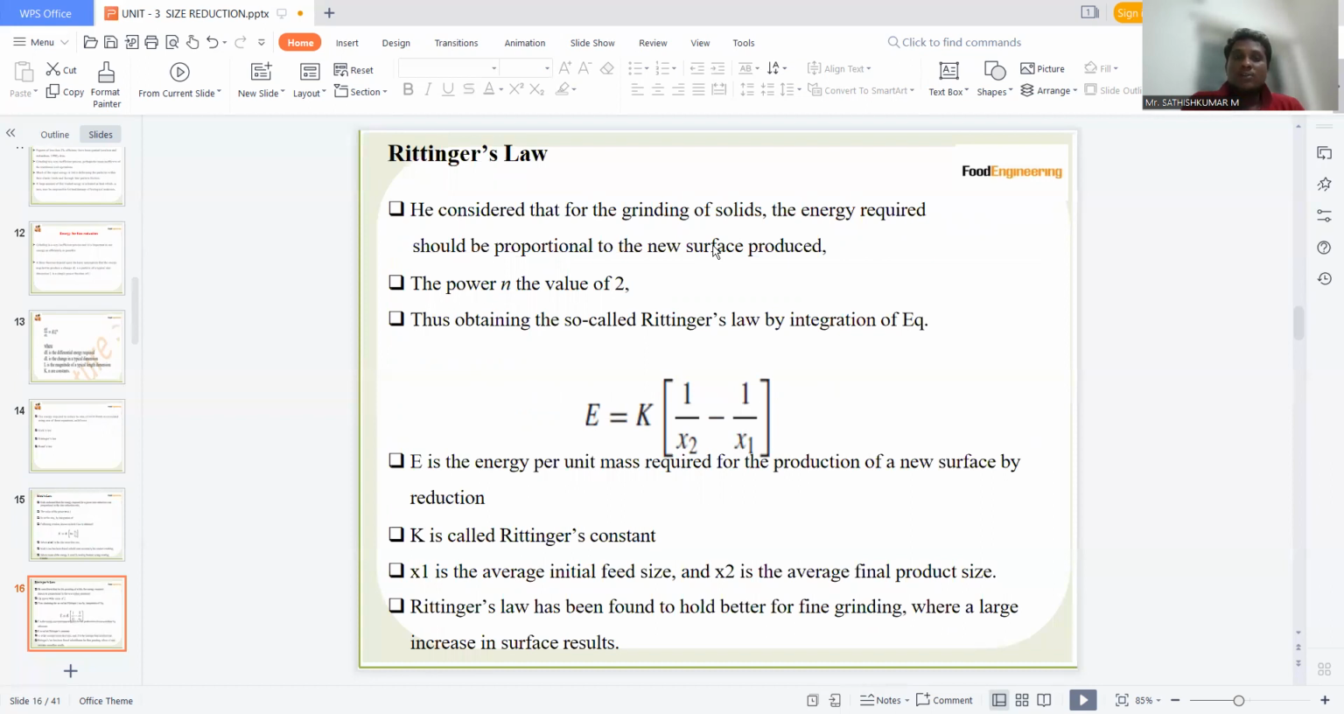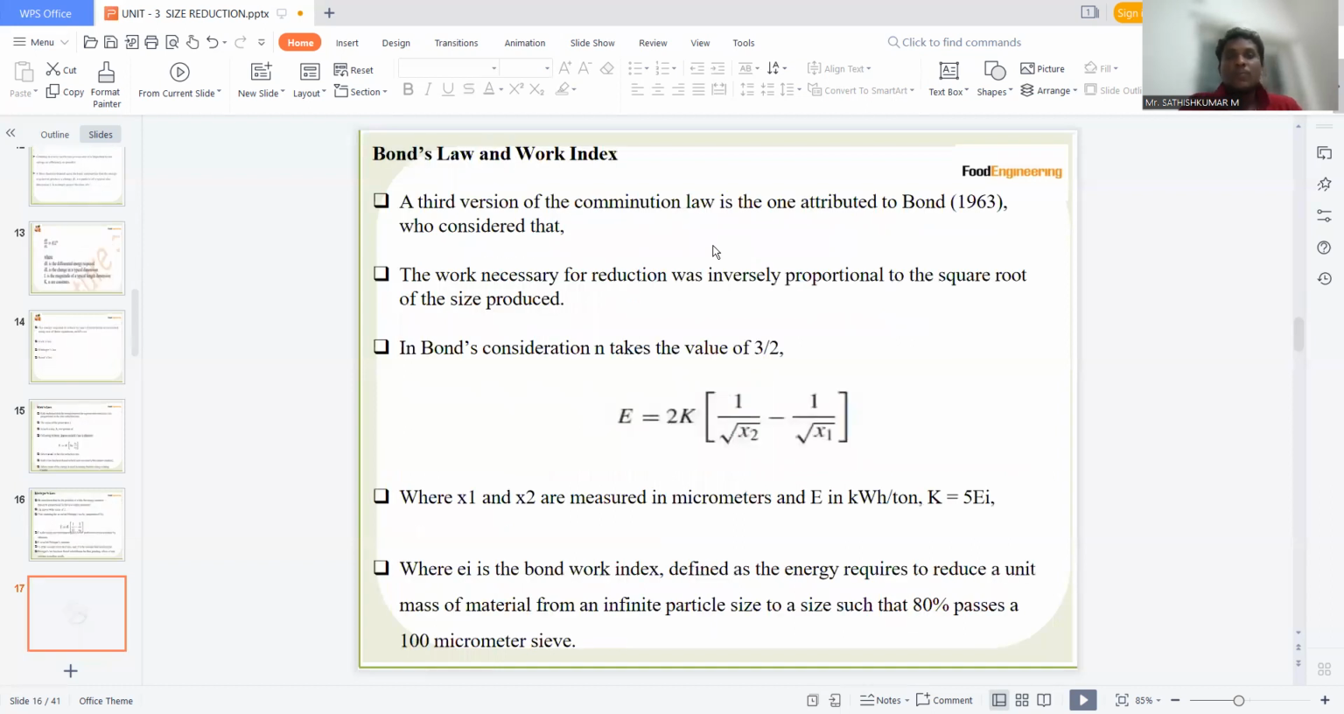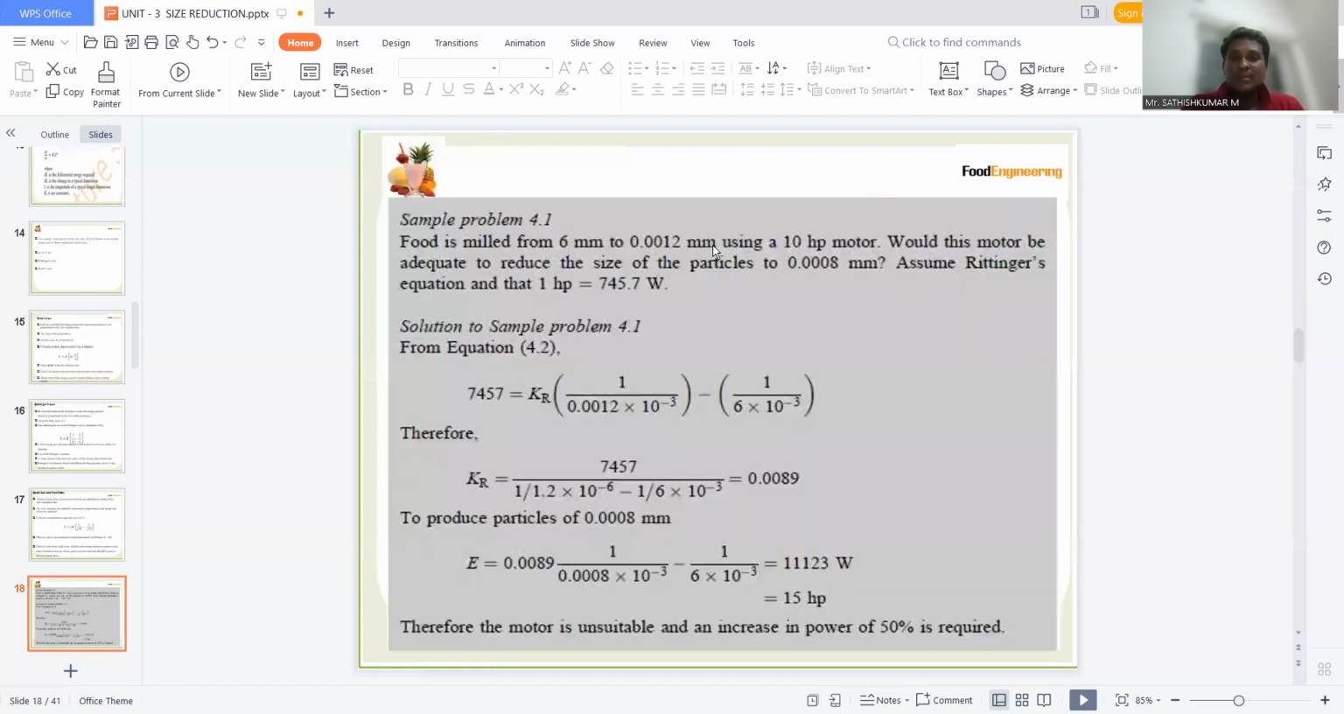In the case of Rittinger's law, for the grinding of solids, the energy required is proportional to the new surface produced. This is the statement of Rittinger's law. Bond's law, the law of comminution, states that the energy required is inversely proportional to the square root of the size of the new product produced. This is the statement of Bond's law. This is an example of applying Rittinger's law to the size reduction process.